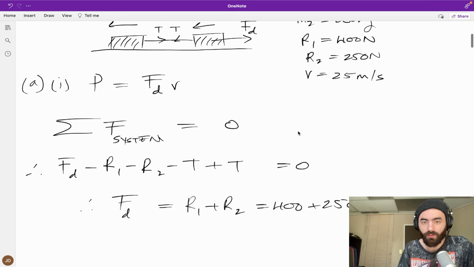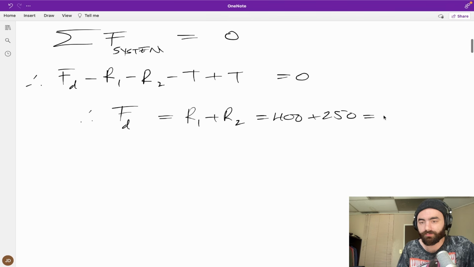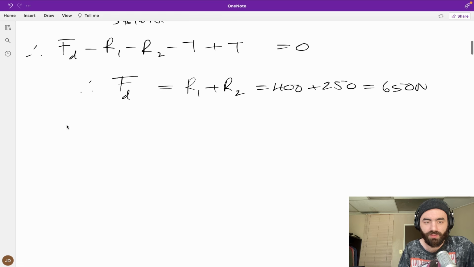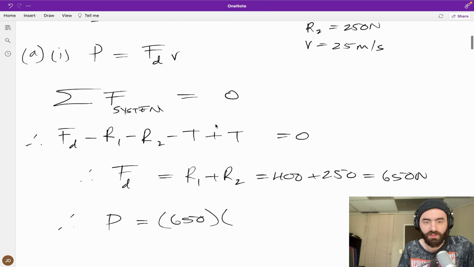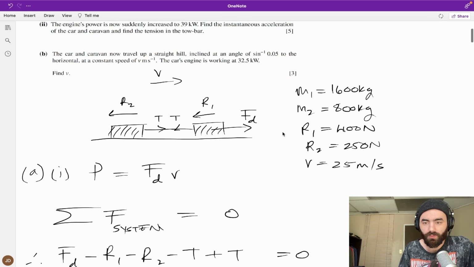Now we have the driving force of the engine. This is going to equal 650 newtons. Now we have the driving force of the engine, therefore we can find the power of this engine. It's just going to be this, which is 650, multiplied by the speed of the system, which was 25.